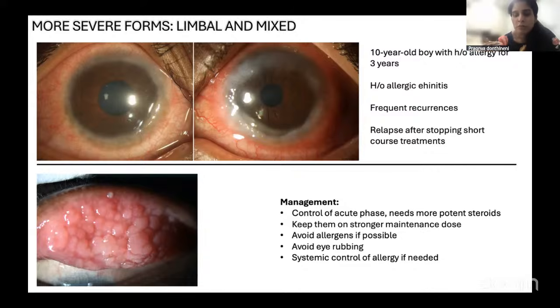And also keep them on a slightly stronger maintenance. Make sure you have long-term maintenance with topical tacrolimus, or if they don't tolerate it, cyclosporin. And it's easier to give ointments to these children because then they can put it in at night and sleep, and because instilling drops too many times is also difficult. And then you'll see that the recurrence frequency may go down if you've done all this and maintained good control.